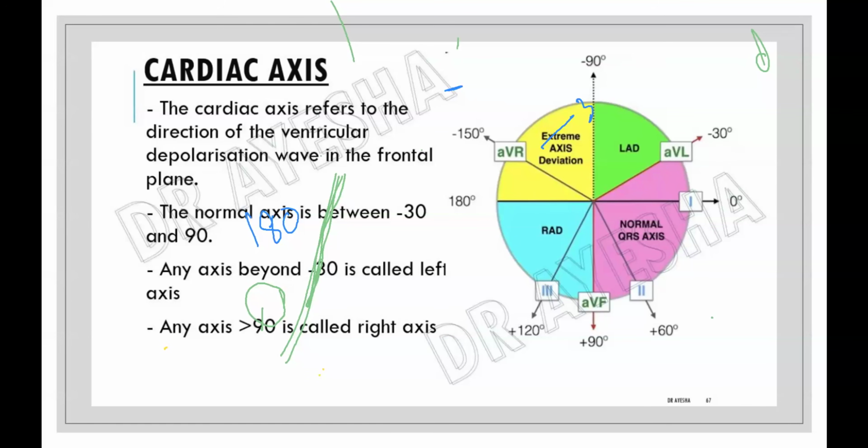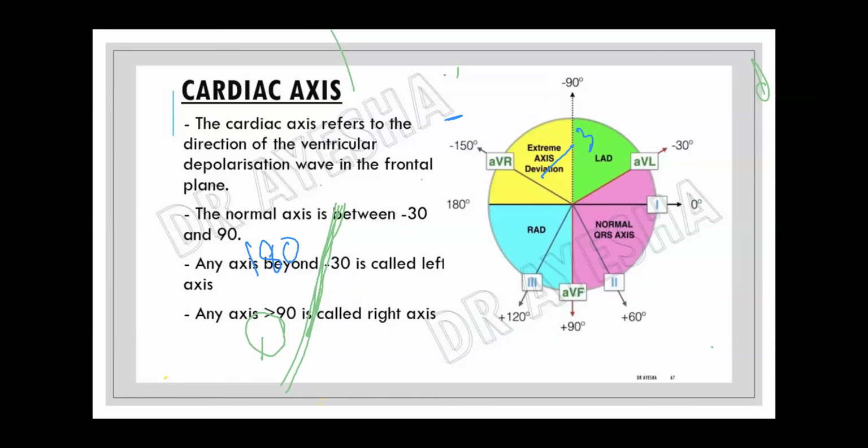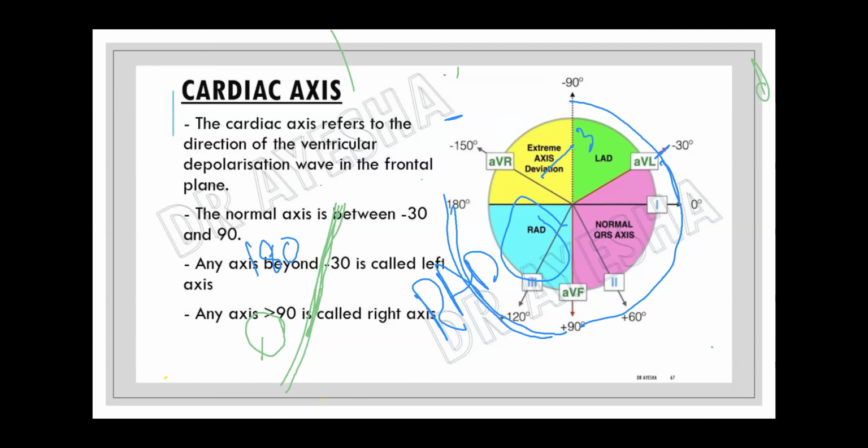Okay, I'm back. So what I told you is that the normal axis should be between minus 30 to plus 90. Remember it. It is lying in this direction, minus 30 to plus 90. If your value is plus 90 onwards, it shows right axis deviation. And if your value is in the negatives, the region from minus 30 to minus 90, shaded with the green color, it tells you left axis deviation.